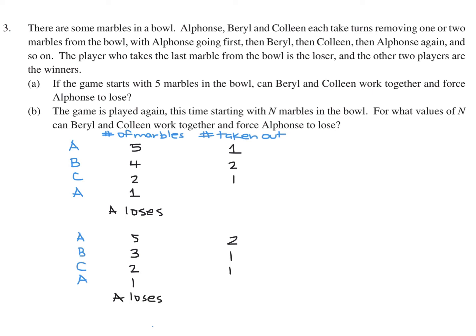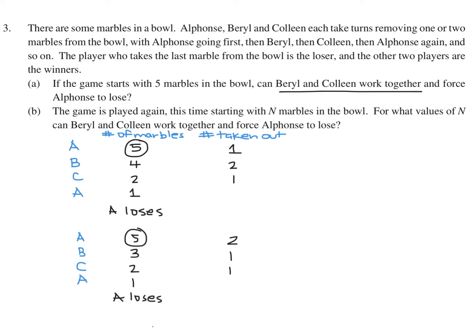So if you start off with 5 marbles, Alphonse in particular starts out with 5 marbles, there's always a strategy that Beryl and Colleen working together can have that will make Alphonse lose. And this is basically the strategy right there. So it's pretty straightforward when there's only 5 marbles.